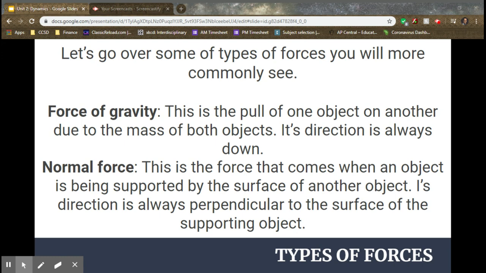So let's go over the normal force. The normal force is a supporting force. It's what we would call a contact force. It has to be in contact with another object. The force of gravity is not a contact force. No contact necessary. It would be a distance force. All right, it acts at a distance. Normal force has to be contact.